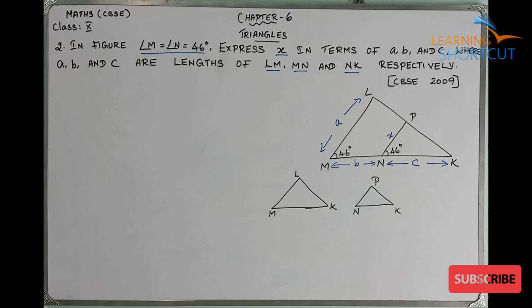This is our second question. In the figure, angle M is equal to angle N equal to 46 degrees. Express x in terms of a, b and c, where a, b and c are the lengths of LM, MN and NK respectively. This question has been asked in your CBSE 2009 board exam.